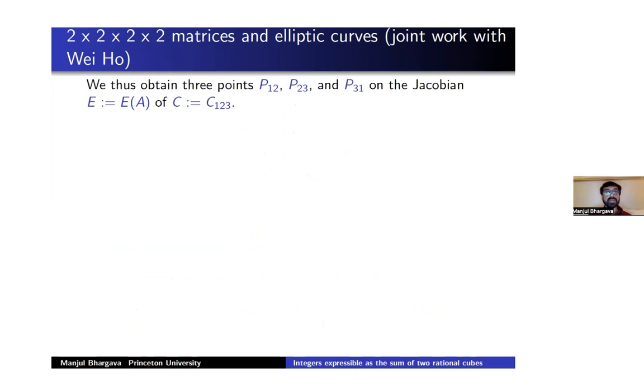And so, okay, I won't get into the details of these three points other than saying you can show that the sum of these three points, just because these three points are defined by products of two involutions, you can just see that if you take the product of these involutions, well, they all cancel and you get the identity, and therefore the sum of these three points is zero on the Jacobian. So these three points that you end up translating by, they sum to zero on the Jacobian.